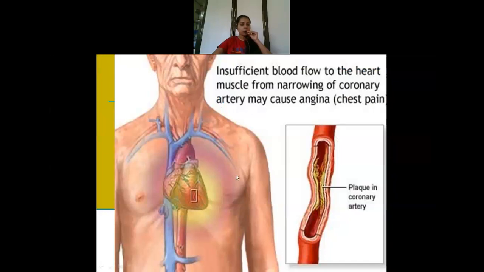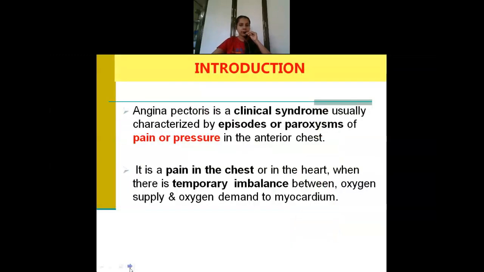As I told, it happens mainly because of insufficient blood flow. Because of ischemia, this chest pain is occurring. So you should know that angina pectoris is just a symptom that you see in the patients. Because of some cause, the person may be getting the angina, or the chest pain.